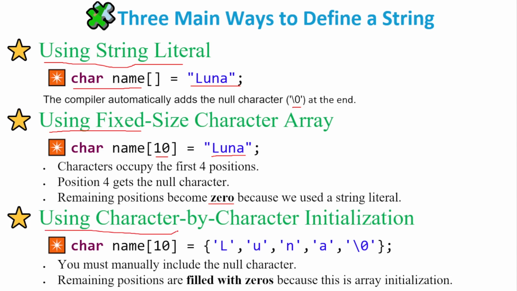A string definition using character-by-character initialization. The third method is character-by-character initialization. Here, you must explicitly include the null character yourself. Since this is a standard array initialization, all remaining elements are automatically set to 0.